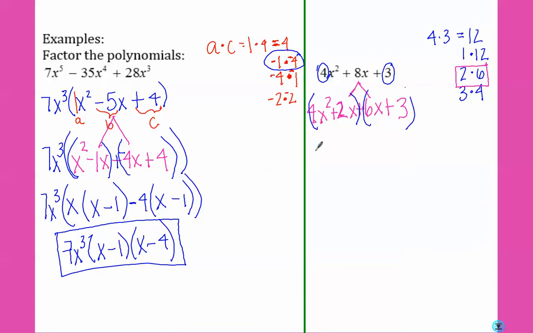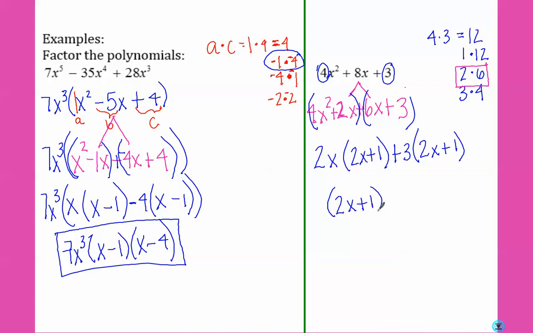These two have a 2x in common, and I'm left with 2x plus 1. These two terms have a 3 in common. Divide both by 3, I get 2x plus 1. So my factors are 2x plus 1 and 2x plus 3.